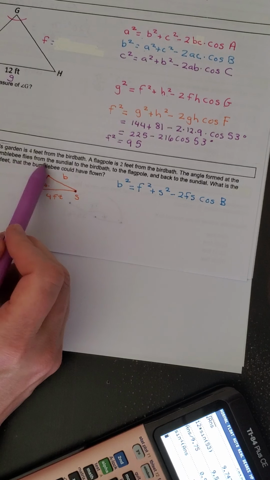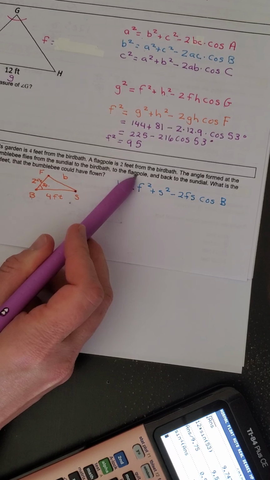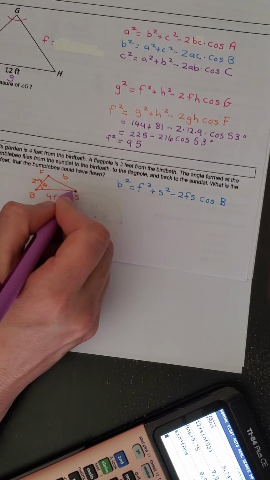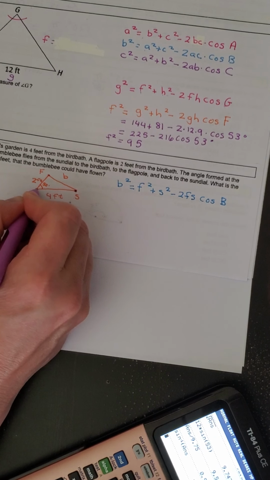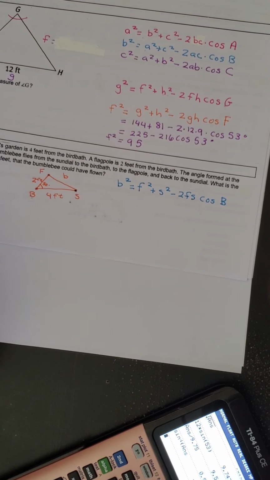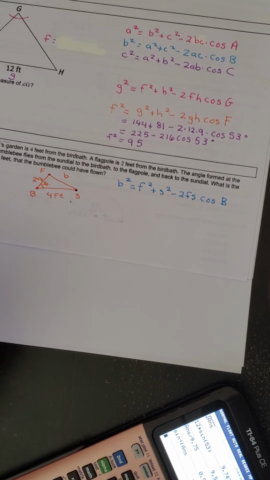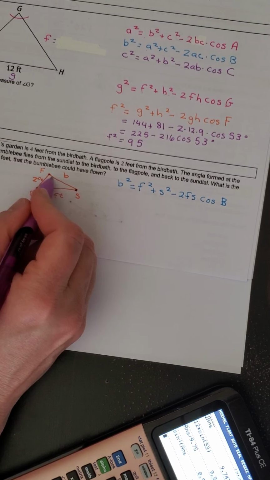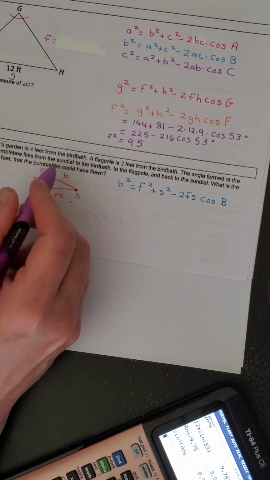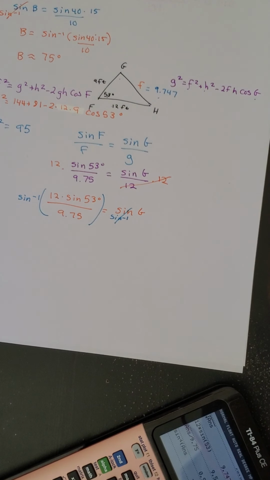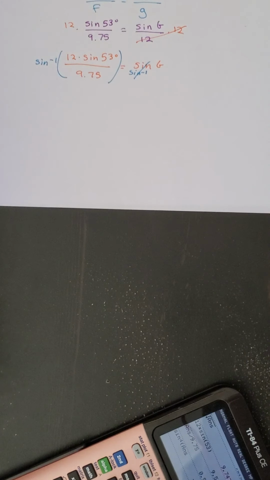It says a bumblebee flies from the sundial to the birdbath to the flagpole and back to the sundial. How far will it travel? Well, then we'll have to find the side length and then add up all the sides. So that's what I'm going to do. Number 3.